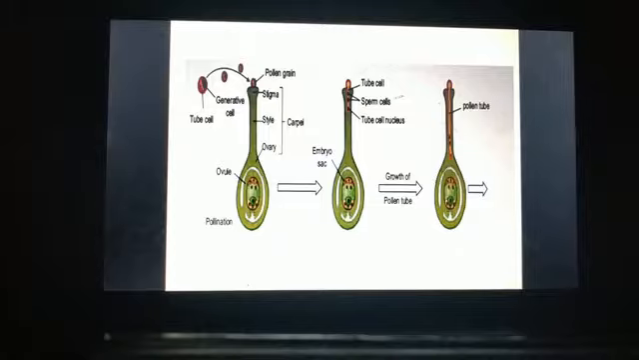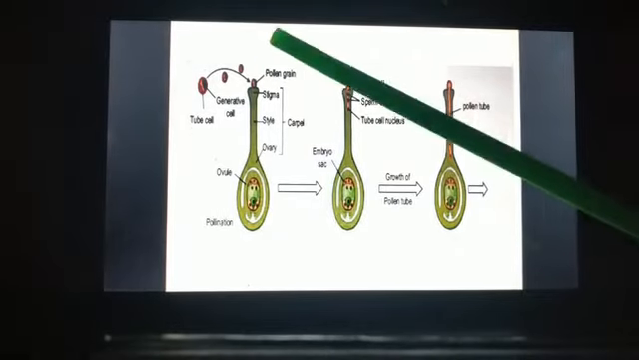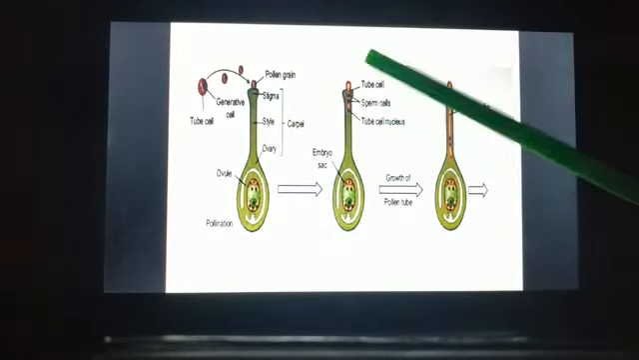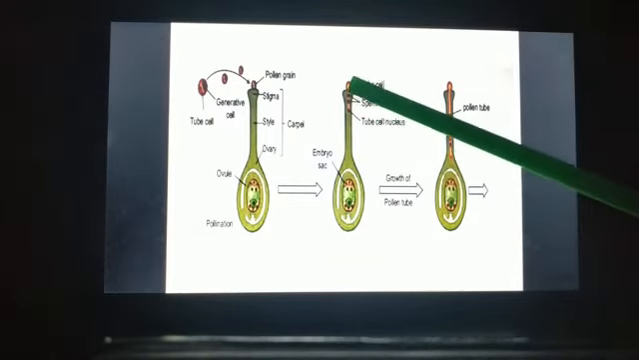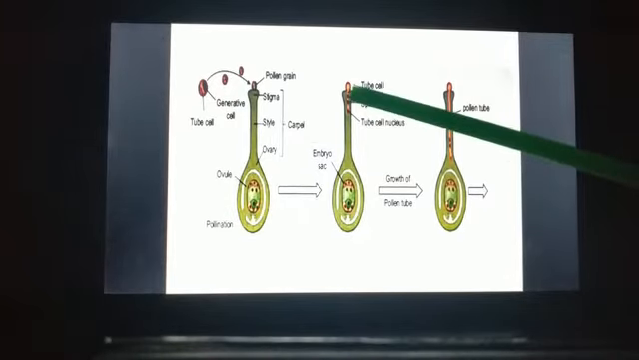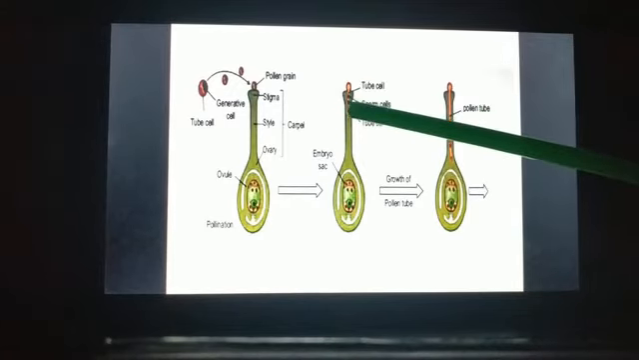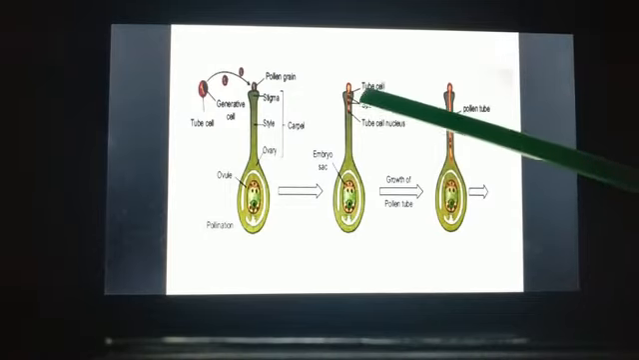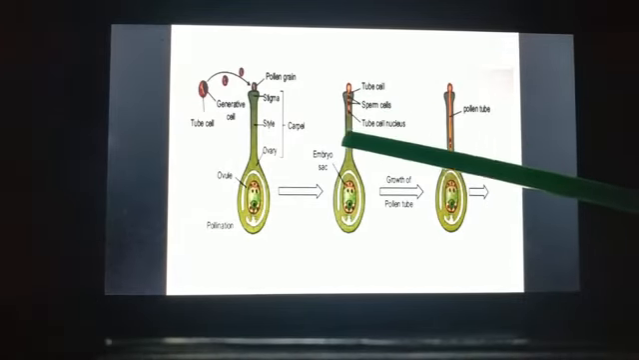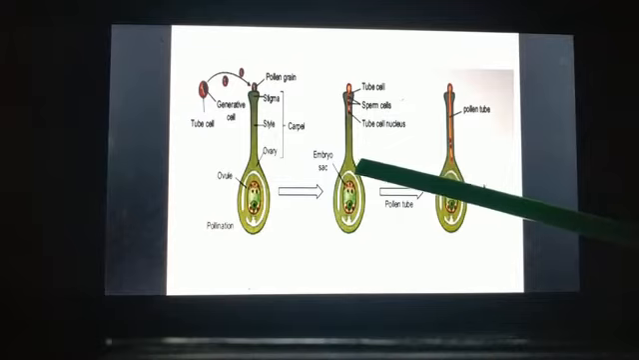Now this pollen grain takes up water and the pollen tube emerges out from it. In the next step, the pollen tube grows through the style towards the ovule. You can see here, the pollen tube is emerging out and it will move towards the style. This was the style of the female part, right? So the pollen tube will grow through the style and move towards the ovule, this part.